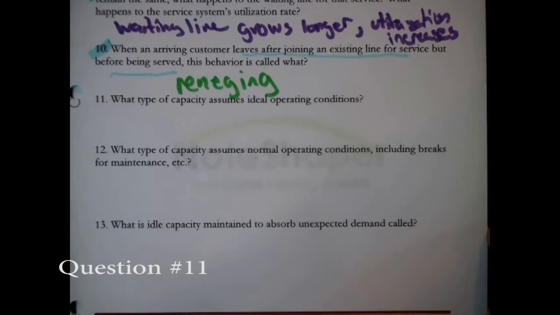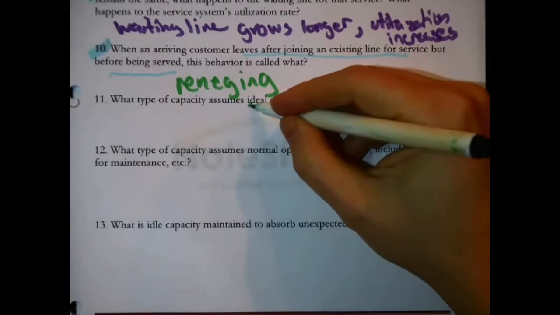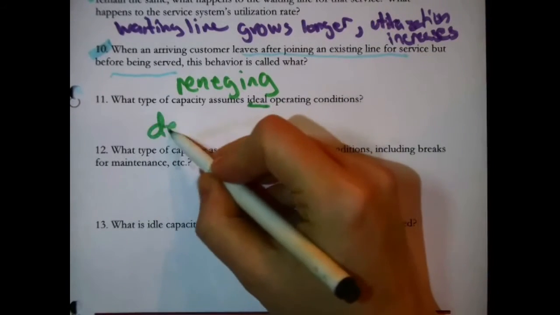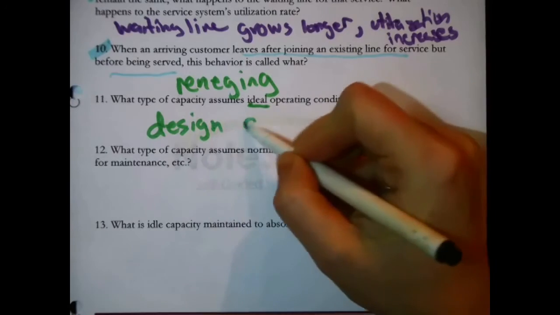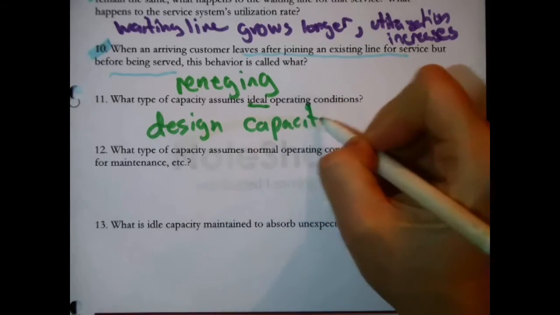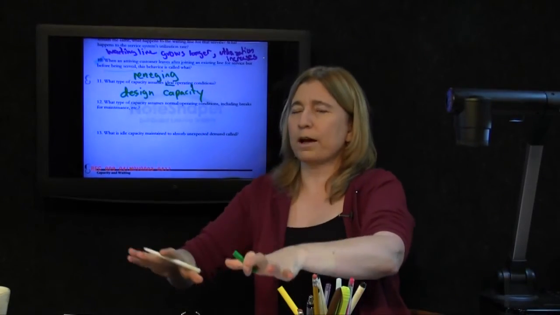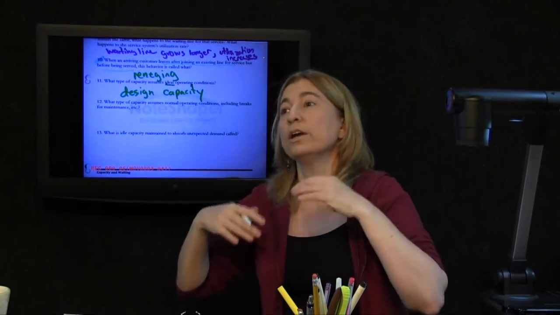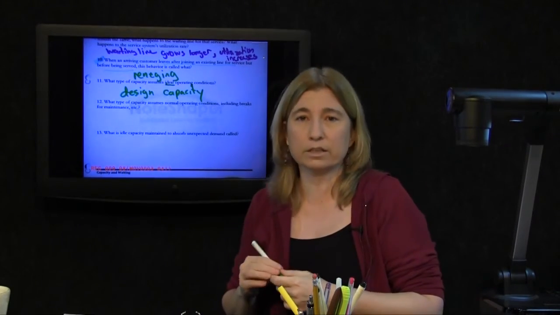What type of capacity assumes the ideal operating conditions? And the key word there is ideal, because that is what specifies design capacity. Design capacity is the theoretical maximum that the system can provide, so it's typically assuming ideal conditions.